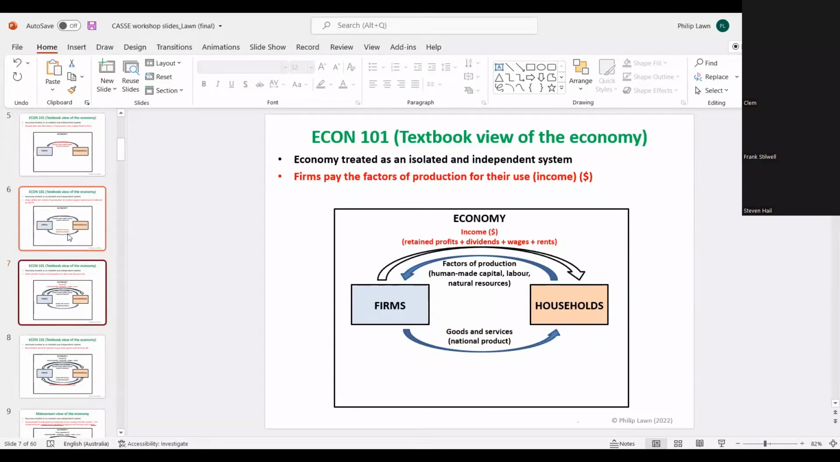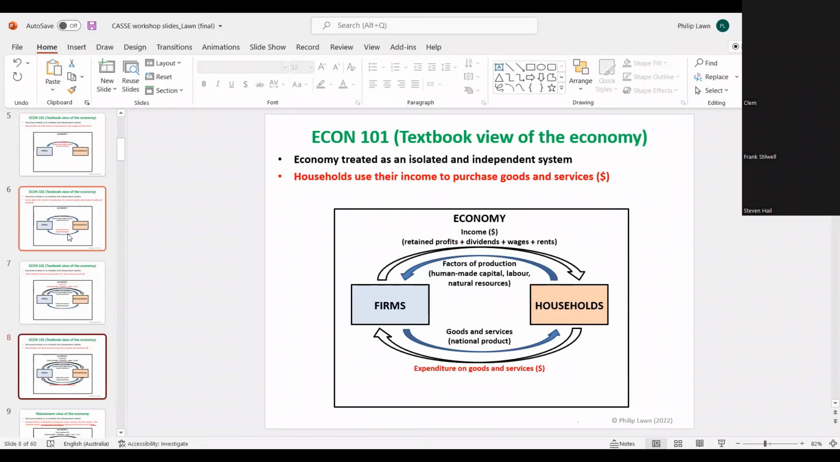For the privilege of using the factors of production, firms pay the factors of production for their use, so that becomes income. That's another way of measuring GDP, using the income approach. So that is payments that go from firms back to households, and households use that income to purchase the goods and services that have been produced.